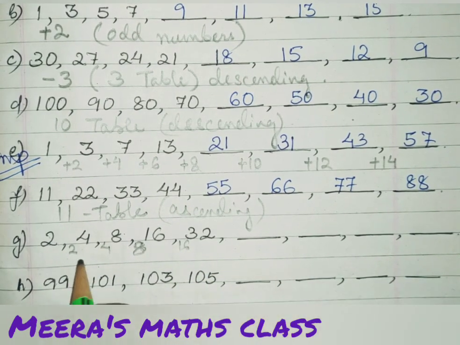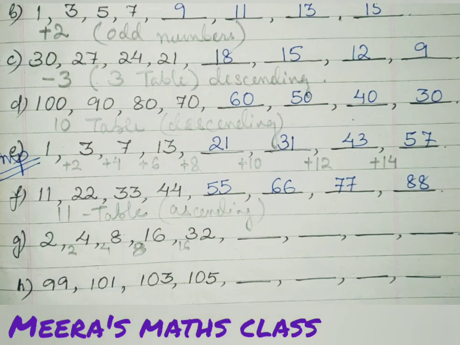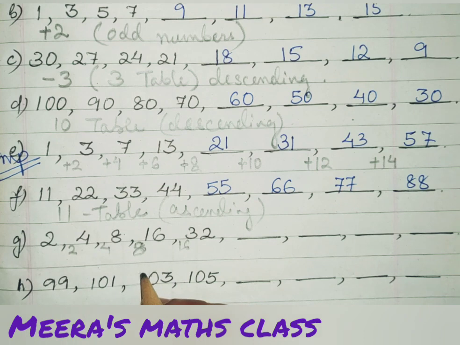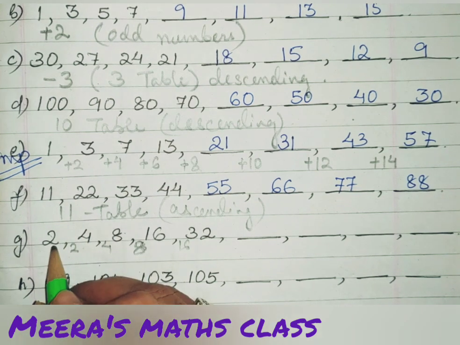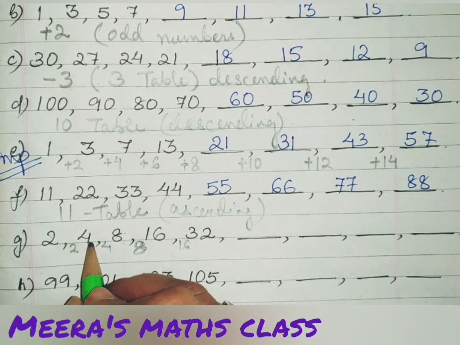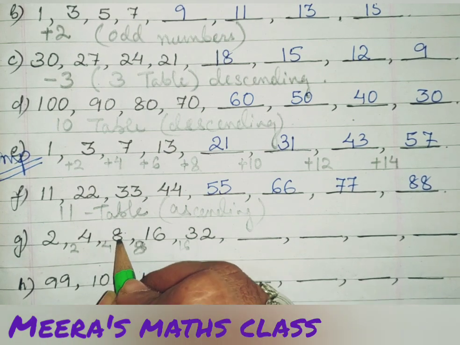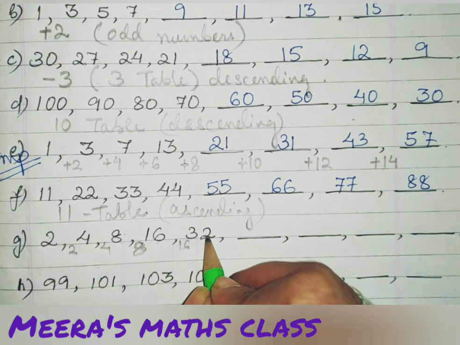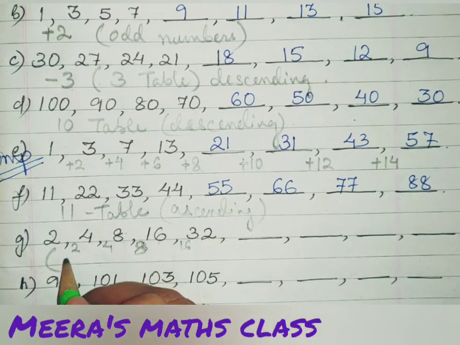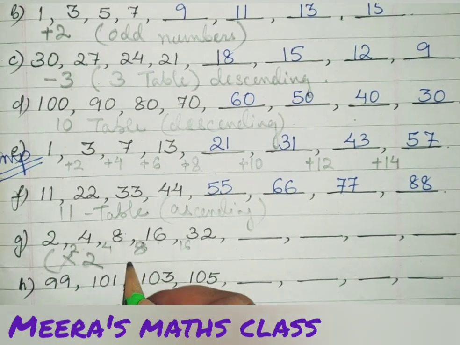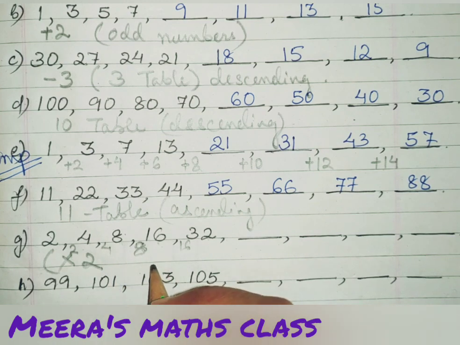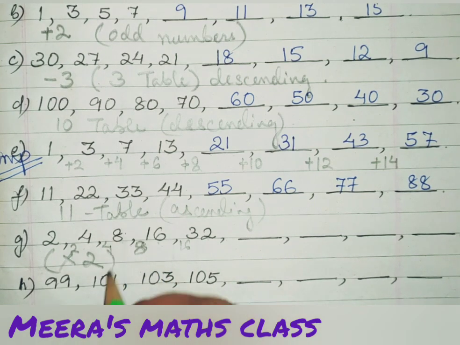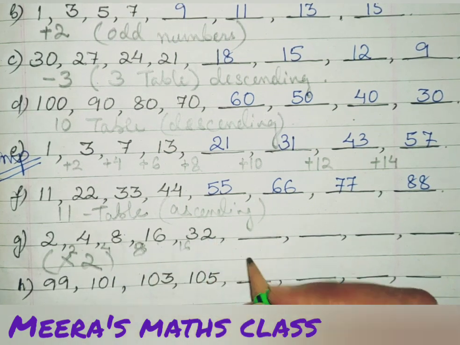What is going on? 2, 4, 8, 16. So, it is multiplied by 2. 2 into 2, 4. 4 2s are 8. 8 2s are 16. 16 2s are 32. So, here you are multiplying each number by 2. The pattern is into 2.